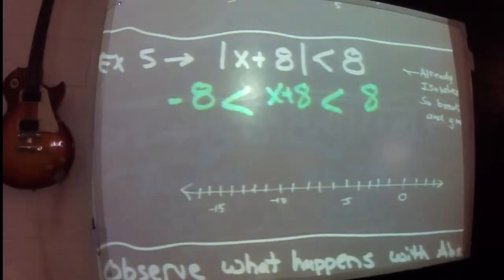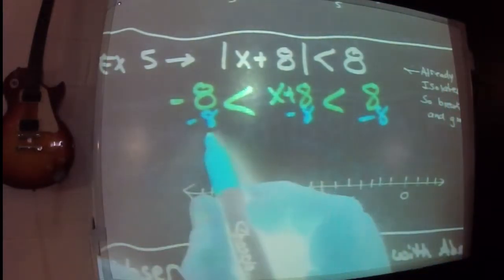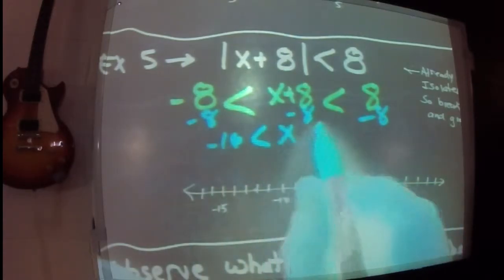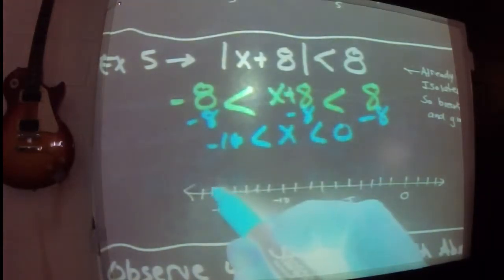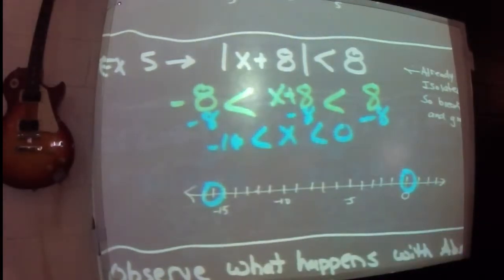Now when you subtract 8s from this, we end up getting what on the left? Negative 16 less than x, less than. And that's fine. That means you've got a dot at negative 16, which is why I drew the graph the way it is. What kind of dot though? Open. You got a dot at 0. Open. And what do we do? Just between them.